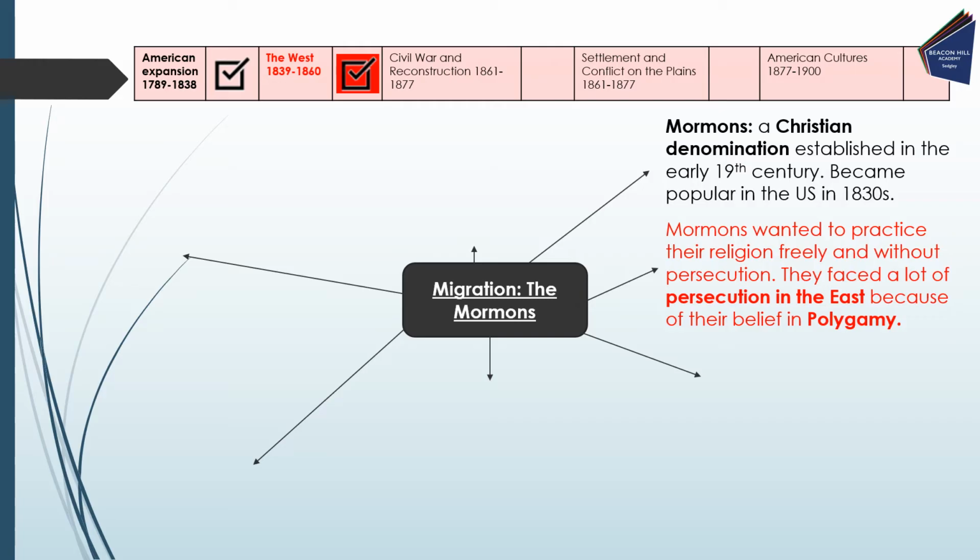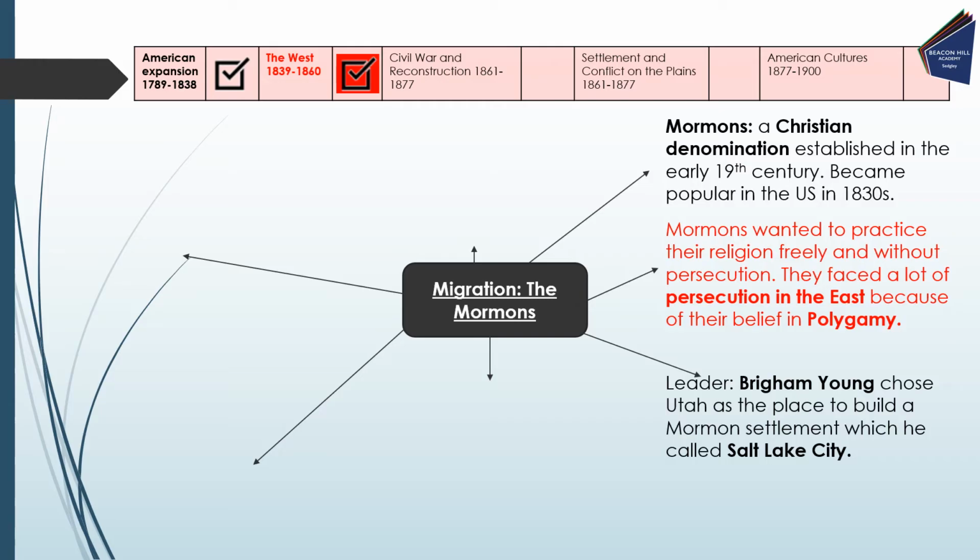Their leader was somebody called Brigham Young, who chose Utah as the place to build the Mormon settlement, which he called Salt Lake City. So it'd be good in the exam to be able to reference both Utah and Salt Lake City as specifics.